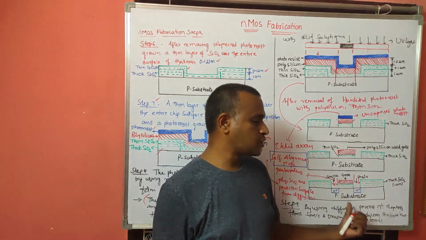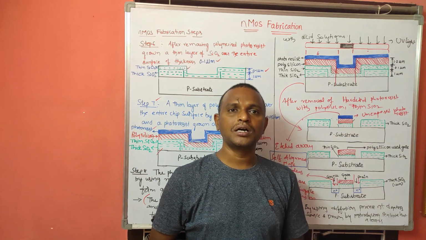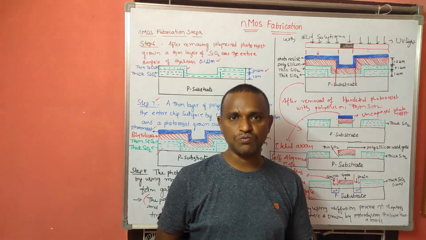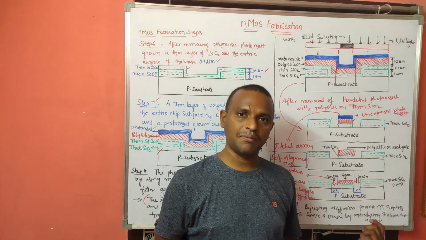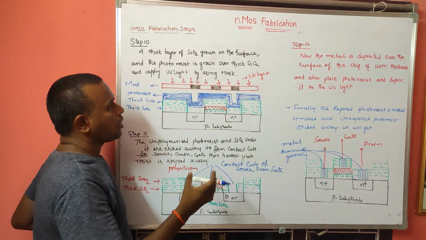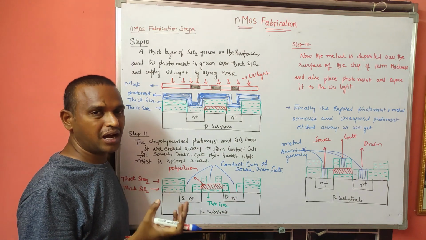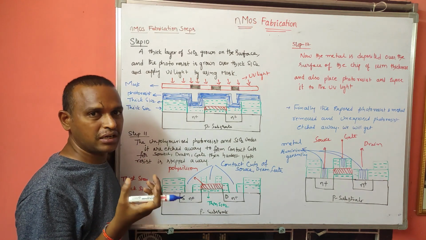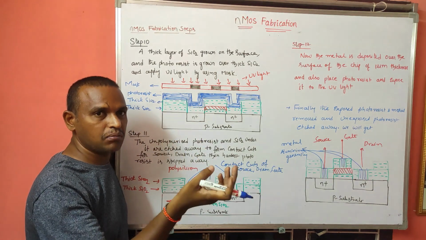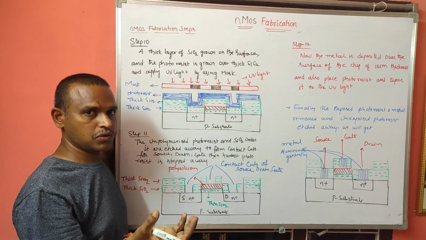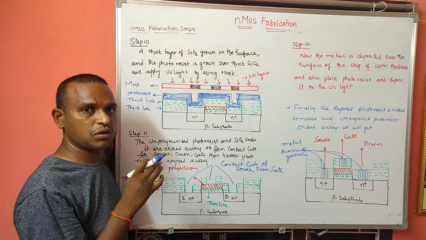Okay, so next what we have to do is we have to form contact cuts, and at the same time the metal contacts, the metallization we will do. That is the final step of fabrication of this nMOS transistor. So after the formation of source, drain and gate, now we have to form the contact cuts for the source, drain and gate, because we have to connect those to the external by using the metallization process. Before doing the metallization we have to go with the formation of contact cuts.